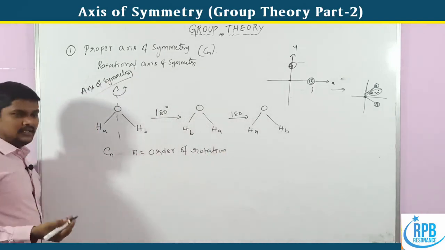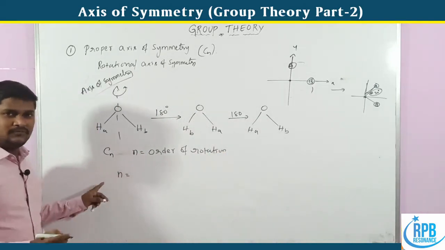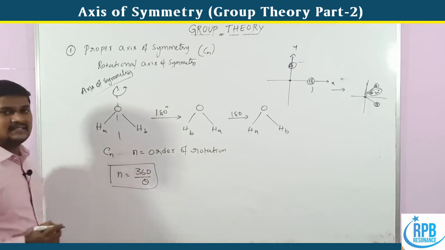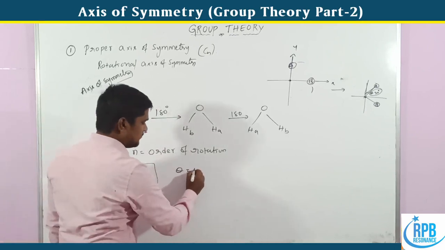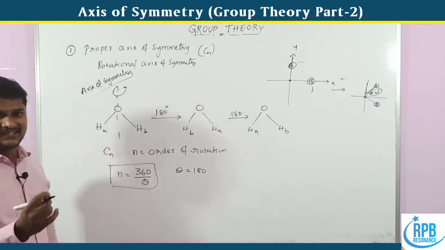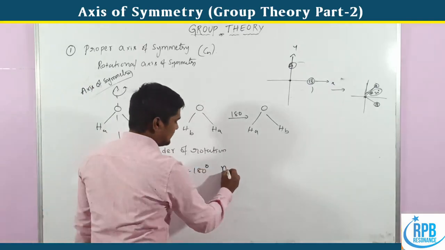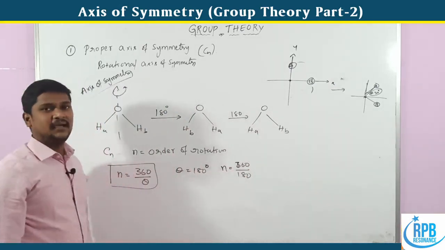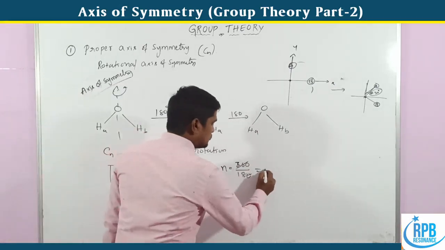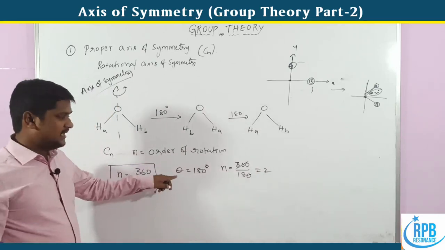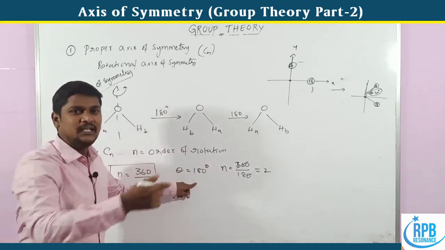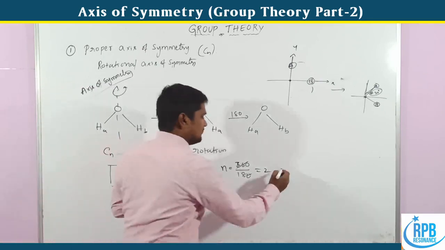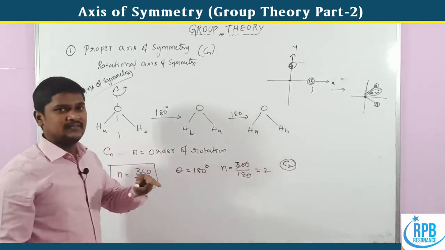The formula is n equal to 360 by theta. If theta is equal to 180 degrees, according to our water molecule example, then the order of rotation is 360 by 180, that is equal to 2. So the order of rotation is 2. If 180 degrees rotation produces the equivalent configuration, those molecules possess a C2 axis of symmetry.